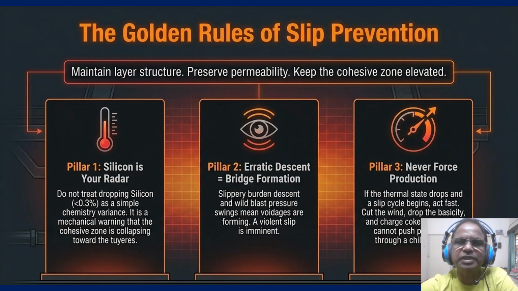If the thermal state drops and a slip cycle begins, act fast. Cut the wind, drop the basicity, and charge those coke blanks. You cannot push production through a chilled hearth. You can only destroy your furnace trying. So master these signals, respect the thermodynamics and keep your cohesive zone elevated.